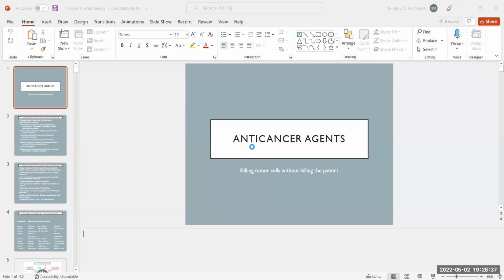And this table comes from a review, and I shamelessly stole that table. This just essentially shows you the different types of mechanisms that are used. Very good. Let's get to the agents themselves, shall we?